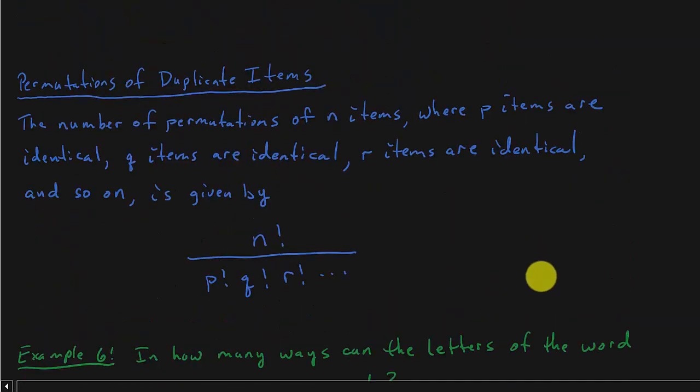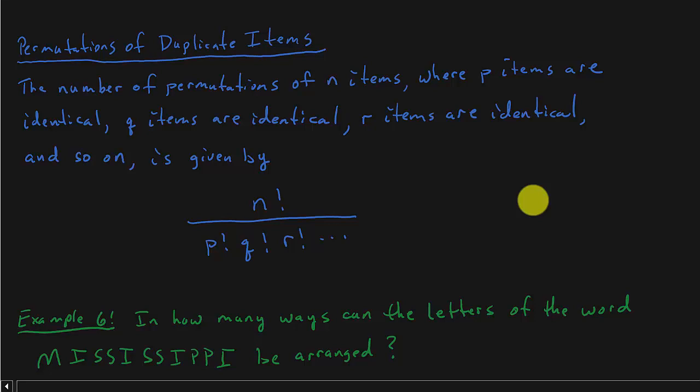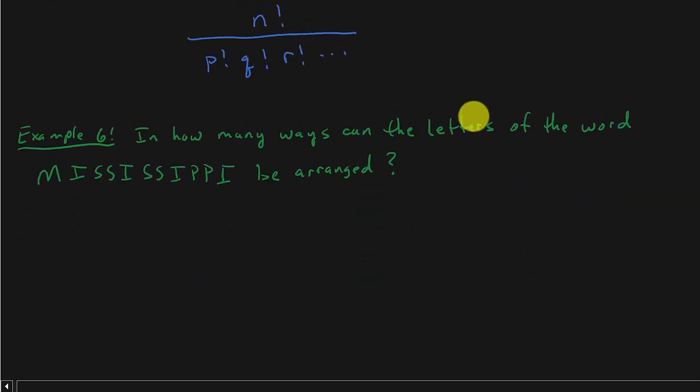And this is the last example. All right, so permutations of duplicate items. It says the number of permutations of n items where p items are identical, q items are identical, r items are identical, and so on, just however many identical items you have, is given by n factorial divided by p factorial times q factorial times r factorial. And that's all it is. Let's look at an example to make more sense.